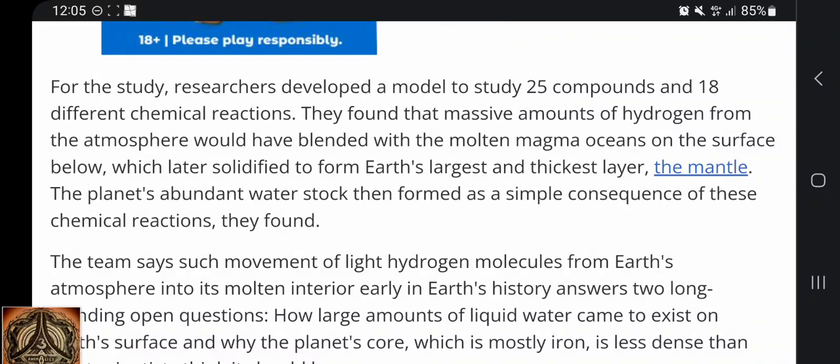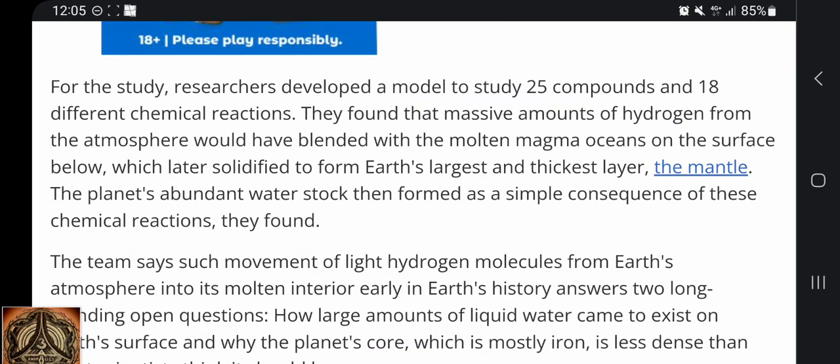For the study, researchers developed a model to study 25 compounds and 18 different chemical reactions. They found that massive amounts of hydrogen from the atmosphere would have blended with the molten magma oceans on the surface below, which later solidified to form Earth's largest and thickest layer, the mantle.